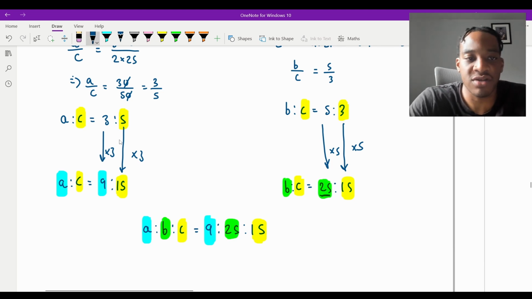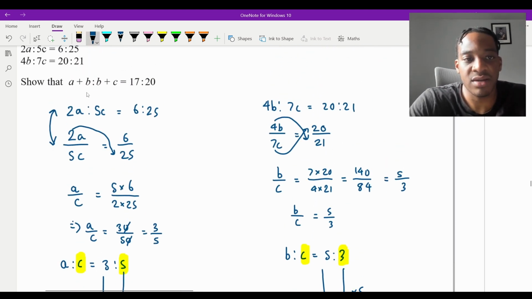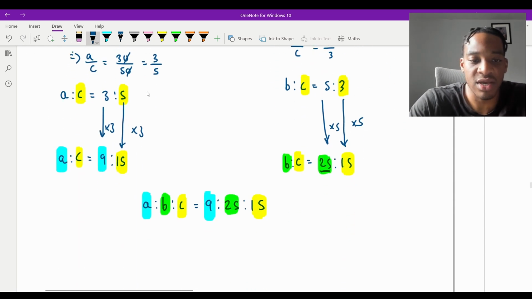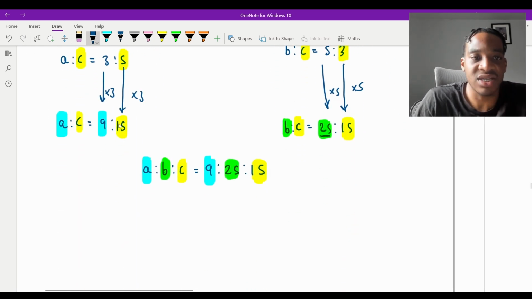Now remember what the question asks us for. It says show that A plus B to the ratio B plus C is equal to 70 to 20. But now we have A, B, and C. So let's work these out. We need A plus B first.